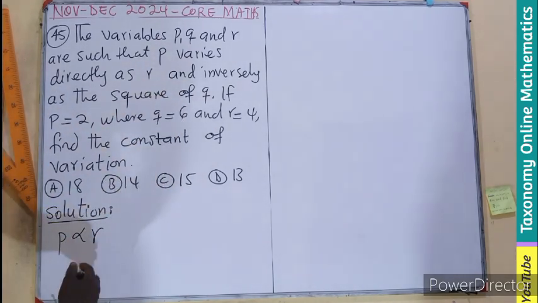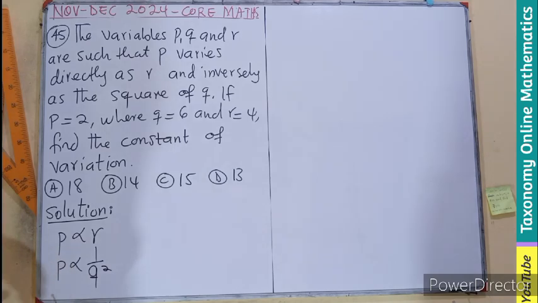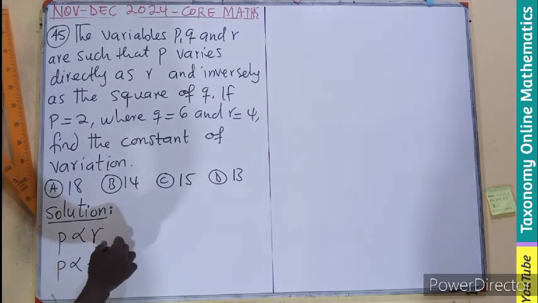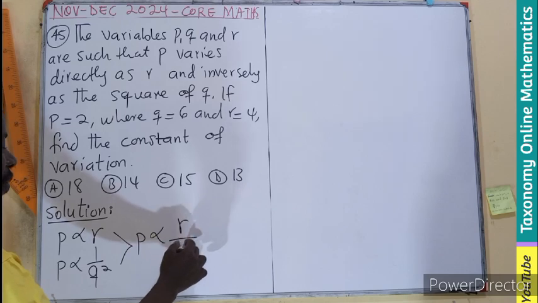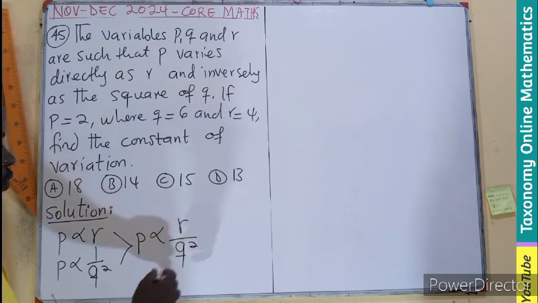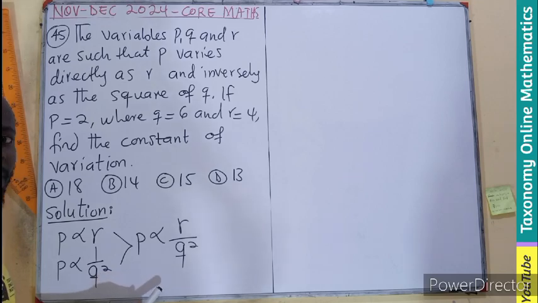And at the same time, P is varying inversely as the square of Q. So if P is the one doing the variation, and at the same time P is varying like this, by combination, we can say that P is varying as R over Q squared, putting the two together. This is a relation between them.